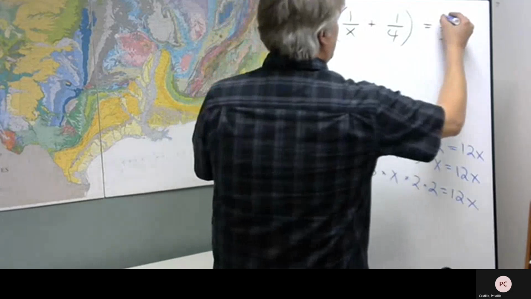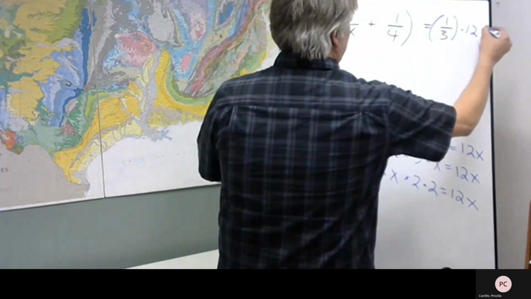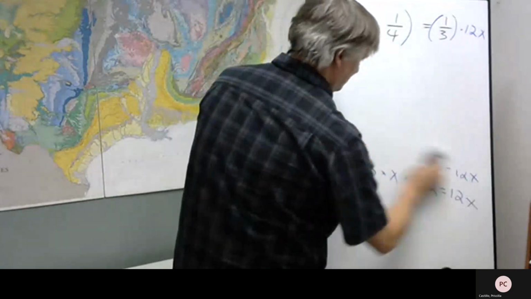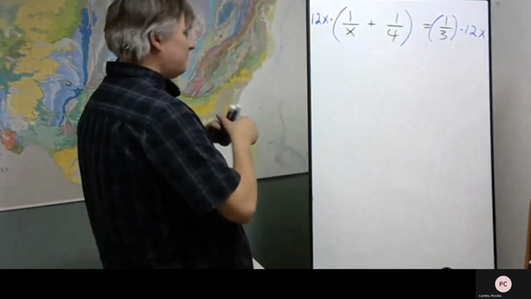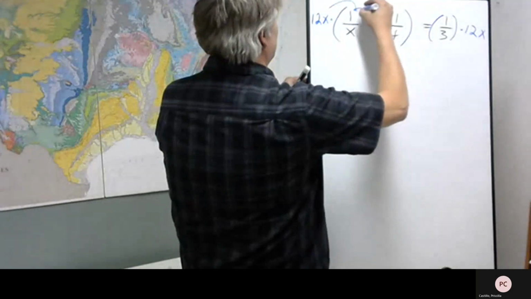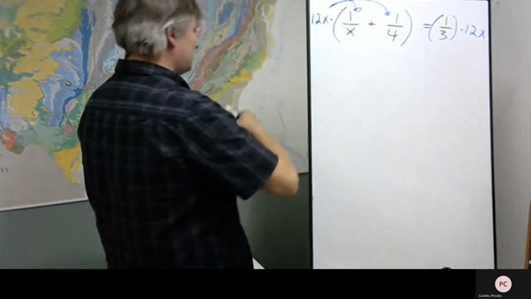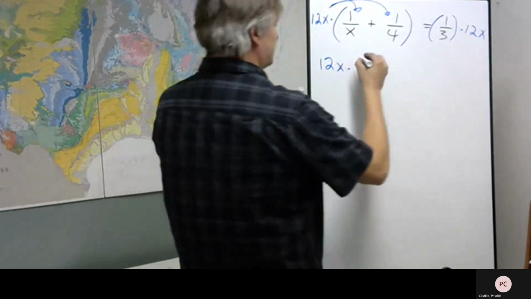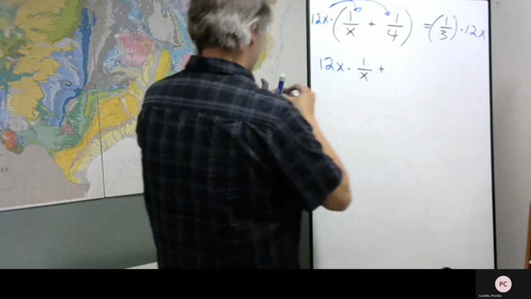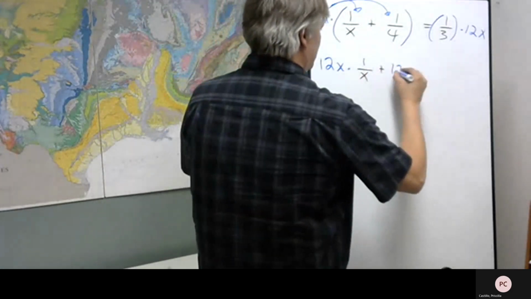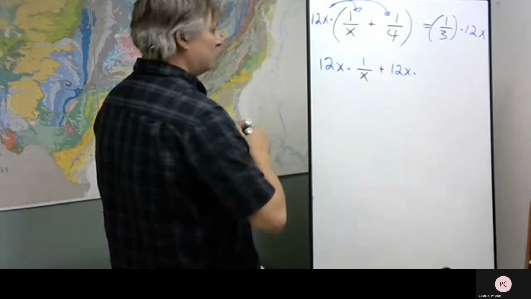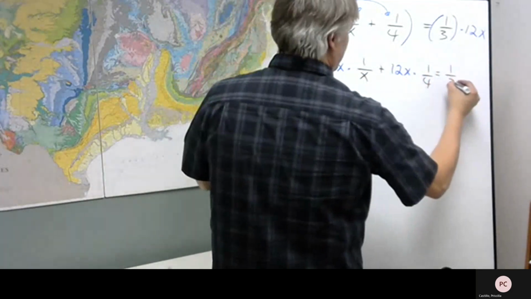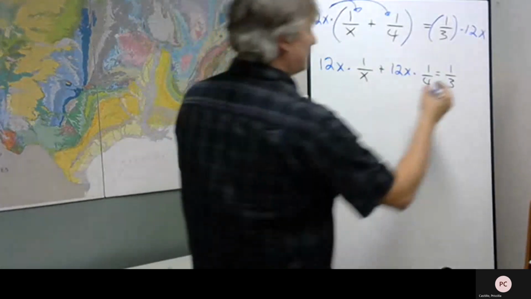So we're going to multiply both sides by 12x. Now, if we distribute here, we'll get 12x times 1 over x plus 12x times 1 over 4 equals 1/3 times 12x.